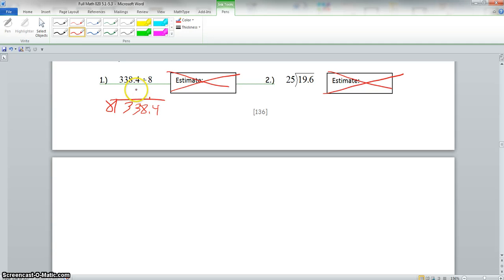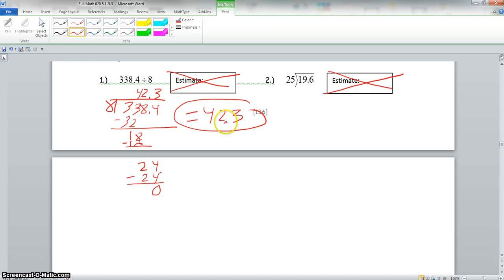Now 8 goes into 33 4 times. 4 times 8 is 32. And you have 1. So you bring down your 8. 8 goes into 18 twice. 2 times 8 is 16. Minus 16. 18 minus 16 is 2, and we'll bring down our 4. Now 8 goes into 24 3 times. 3 times 8 is 24, and you don't have a remainder. So your final answer here would be 42.3. Remember, you must add that decimal there. So it's 42.3.